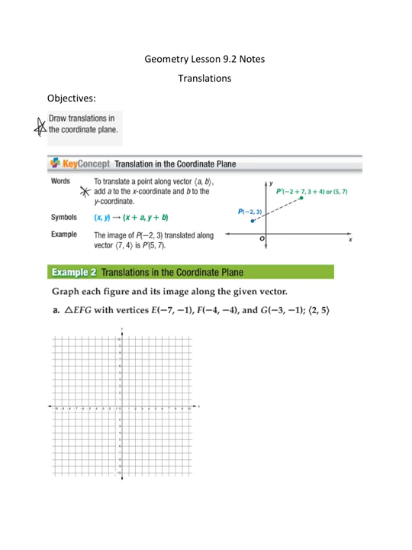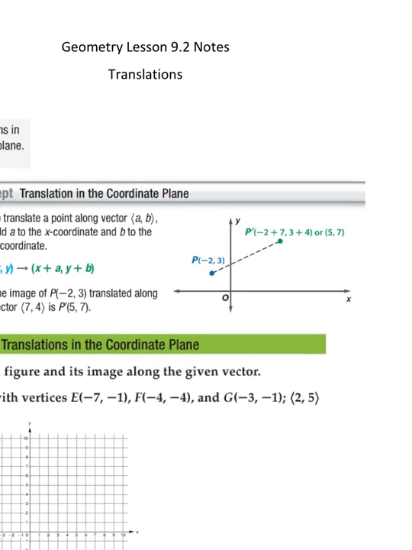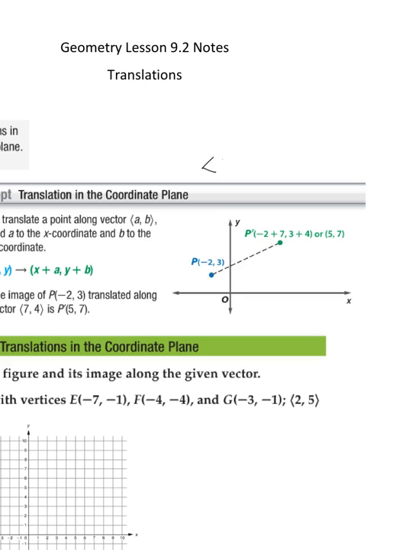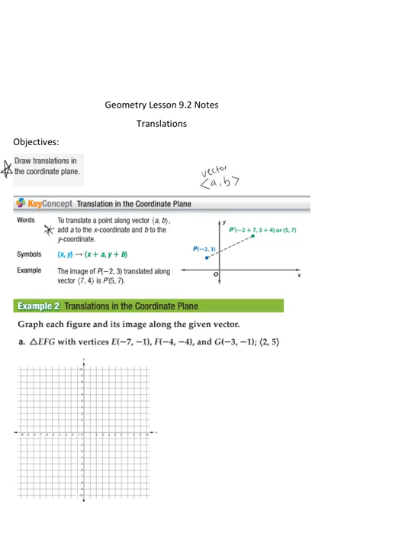So reading here, to translate a point along a vector AB, as vectors, we use this notation A, B. Guys, a vector gives something distance and direction. So to translate a point along vector AB, add A, the first value of your vector, to the x coordinate, and add B to the y coordinate, and that's going to give you your new point.